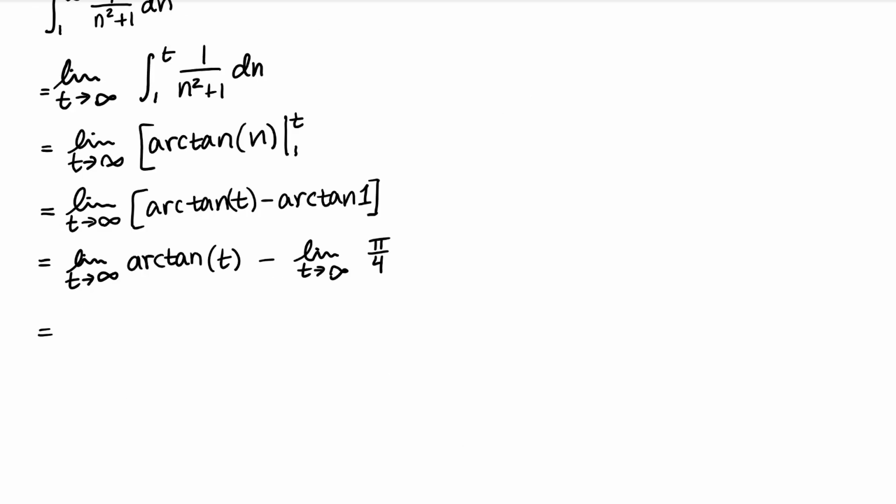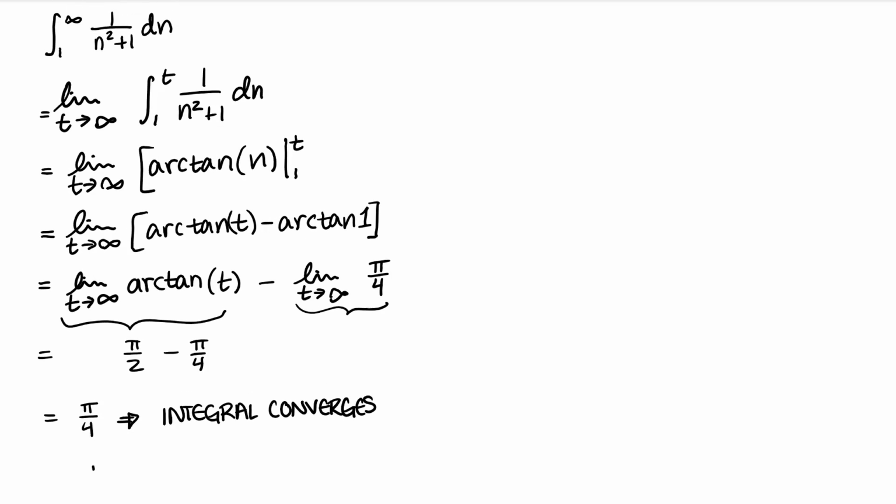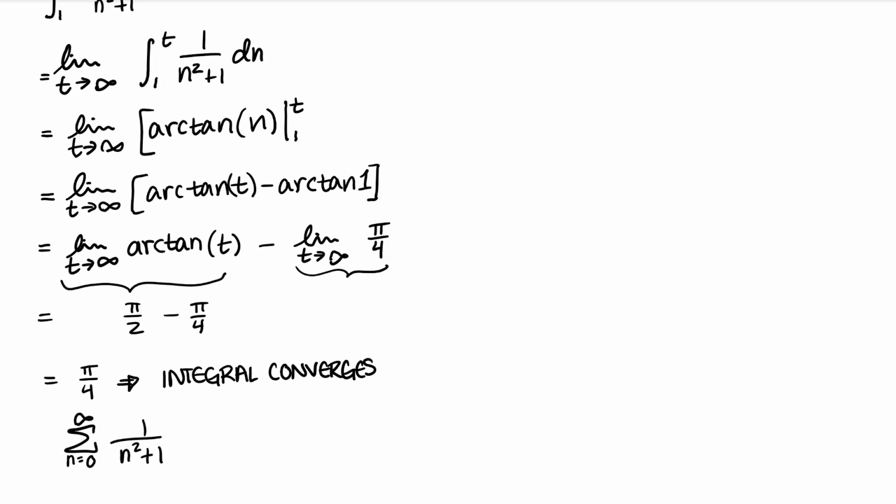Recall that the graph of arctan has a horizontal asymptote. So as t approaches infinity, arctan of t actually does approach a value. That horizontal asymptote used to be the vertical asymptote for tangent, and that would be at pi halves. Pi halves minus pi fourths, we have a value. That means this integral converges. And if the integral converges, then the associated sum will also converge. That is known as the integral test.